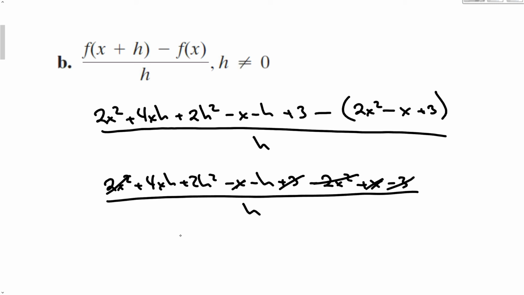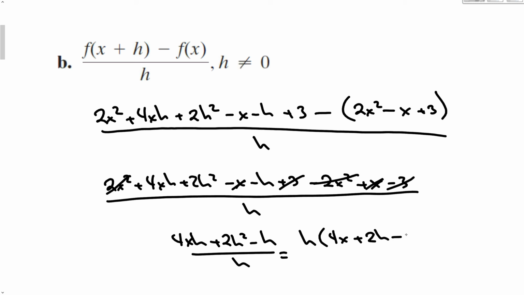And what we're left with is 4xh plus 2h squared minus h, over h, which then have a common factor. The top has a common factor of h: 4x plus 2h minus 1, all over h, which now can cancel to leave me with my difference quotient of 4x plus 2h minus 1. Okay?